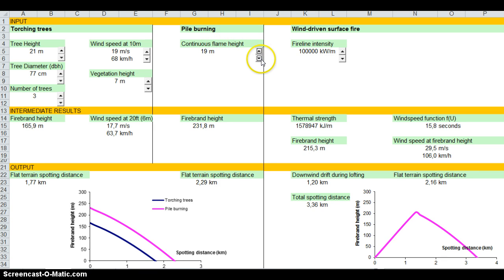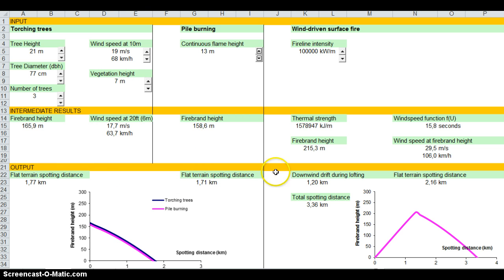And also here you can try to play with those two curves, try to have them associated one to the other, and from here you see that having three trees of a certain height and a certain diameter with this wind speed is equivalent to having a pile burning with 13 meters of flame height. So it's interesting to explore these kinds of relationships.